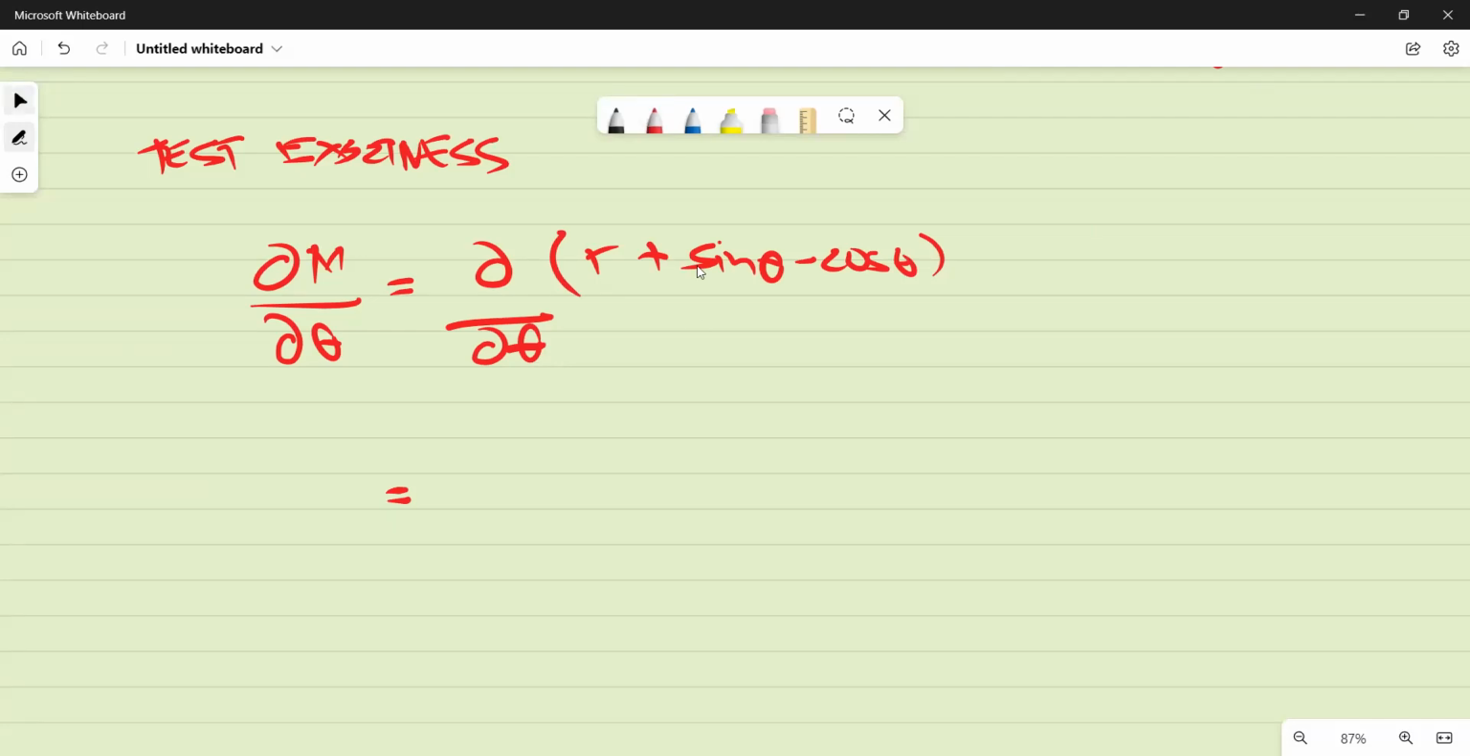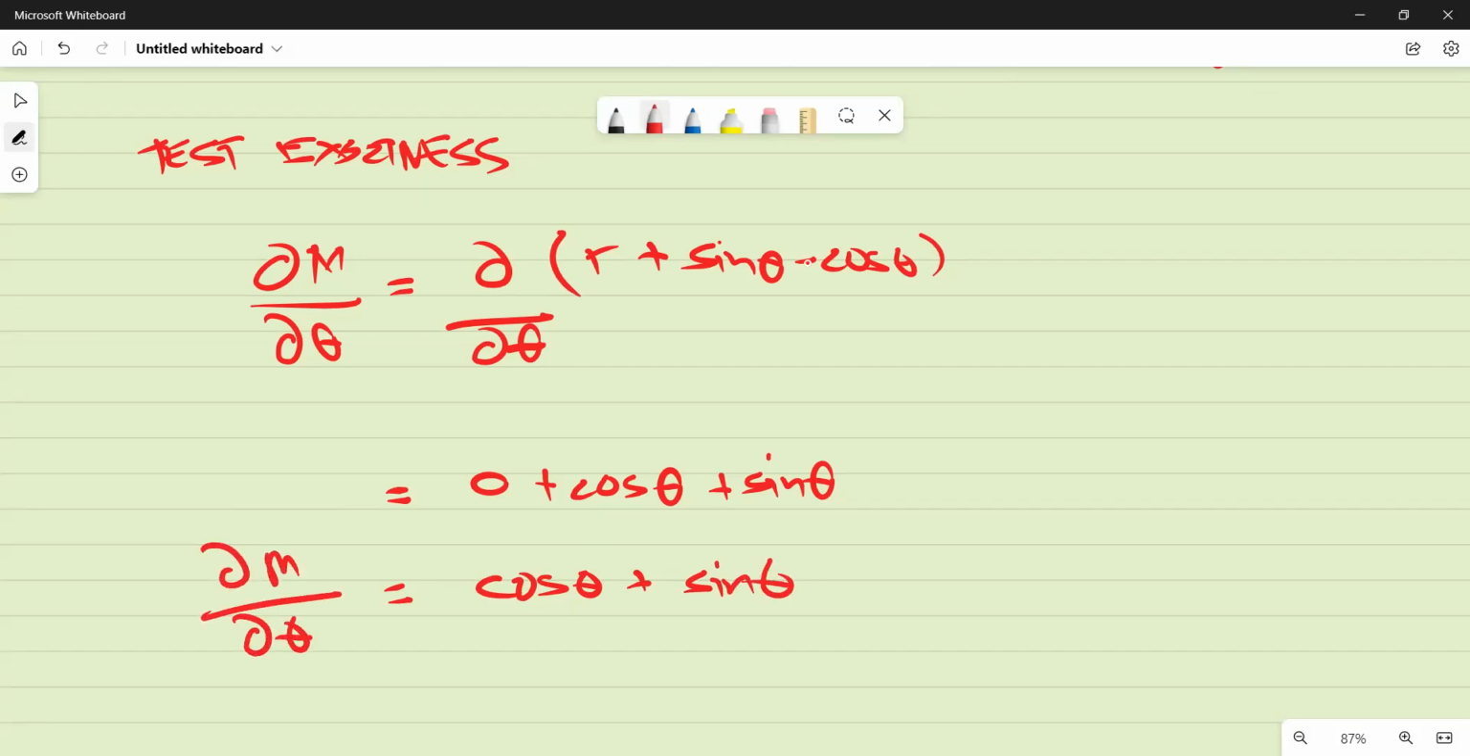So therefore, we are just going to get the derivative of sine. Ang derivative ng R is constant, no? Our R here is constant, so derivative niya ni 0. Then derivative ng sine with respect sa theta is positive cosine theta. And yung negative cosine, pag dinerive mo yan with respect sa theta, that is negative sine and negative negative, so that is positive sine theta. So therefore, our final answer will be written as cosine theta plus sine theta. And this is the partial derivative of M with respect to theta.